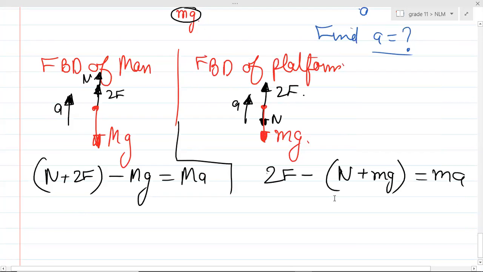Is that clear, guys? Solve it, yes, please. Now solve it and tell me what is the answer. Okay, add all of them. So N cancels, 2F will become 4F minus mg plus mg equal to Ma plus ma.